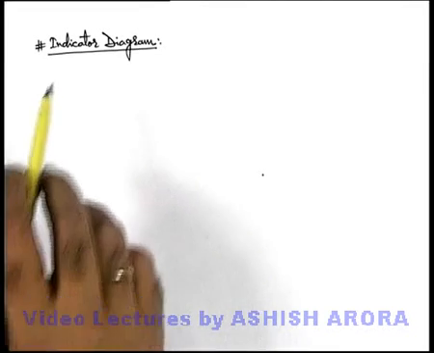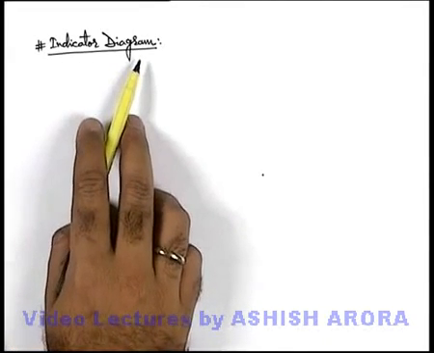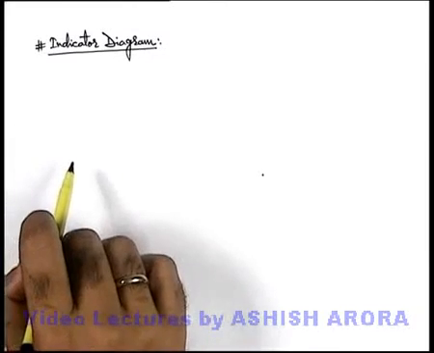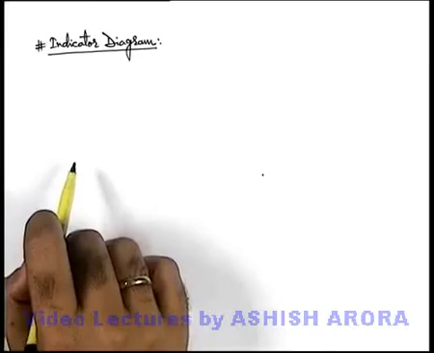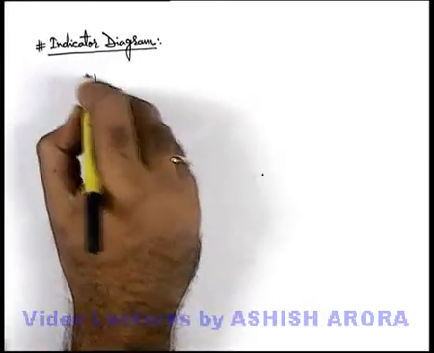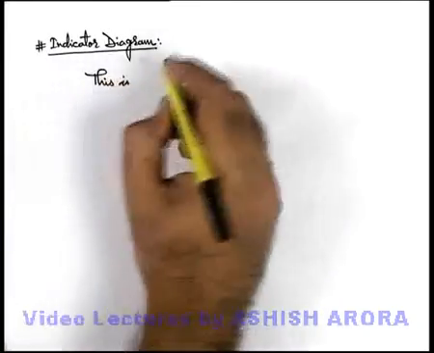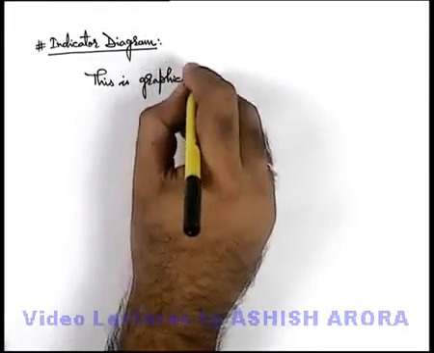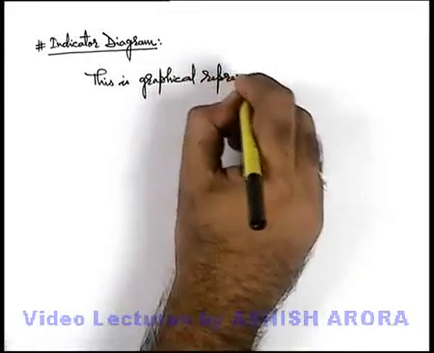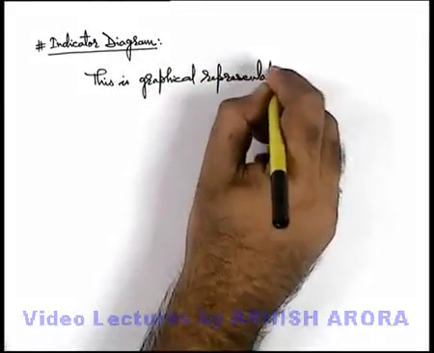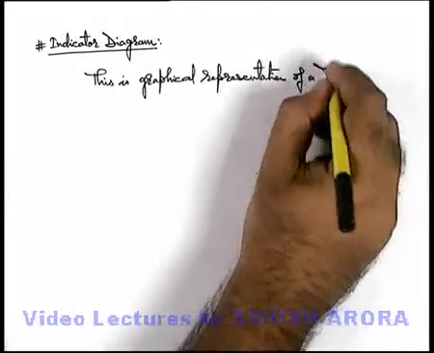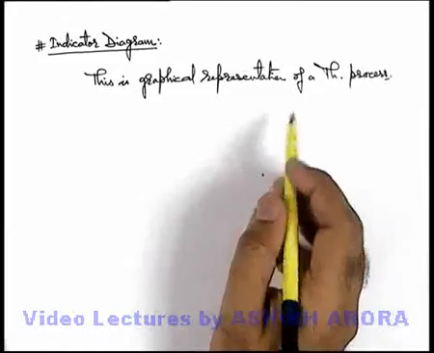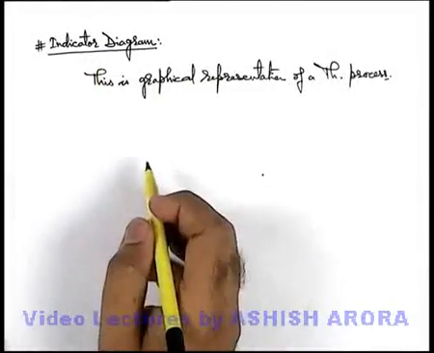The very next topic is indicator diagram, which is to be discussed in detail. This is quite an important section to understand thermodynamic processes. For indicator diagram, we can state that this is a graphical representation of a thermodynamic process. A thermodynamic process can be graphically plotted as indicator diagram.